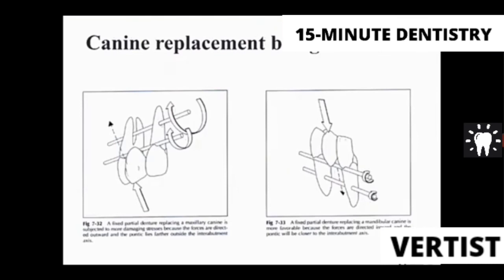Canine replacement bridges also pose a challenge to the prosthodontist. In this situation, the maxillary canine is subjected to more stresses because the forces are directed outwards and the pontic lies further outside the interabutment axis. Whereas when we are replacing a mandibular canine, this situation is more favorable because the forces are more directed inward and the pontic is closer to the interabutment axis.